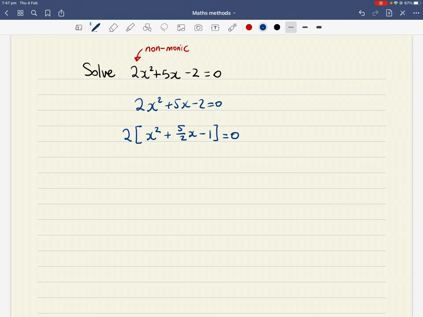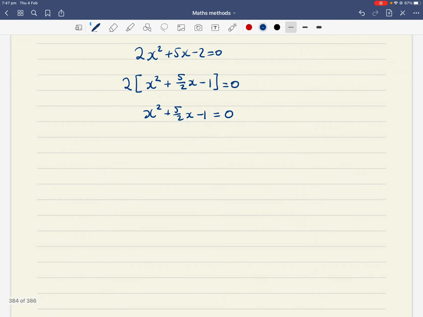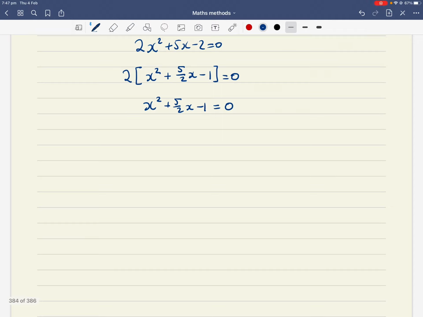Now, because the right-hand side is equal to 0, we can divide both sides by 2 to get rid of the 2 on the left-hand side. So we're left with x squared plus 5 on 2x minus 1 equals 0, because 0 divided by 2 is 0. Now that becomes a monic quadratic, so we can just do what we did last time.